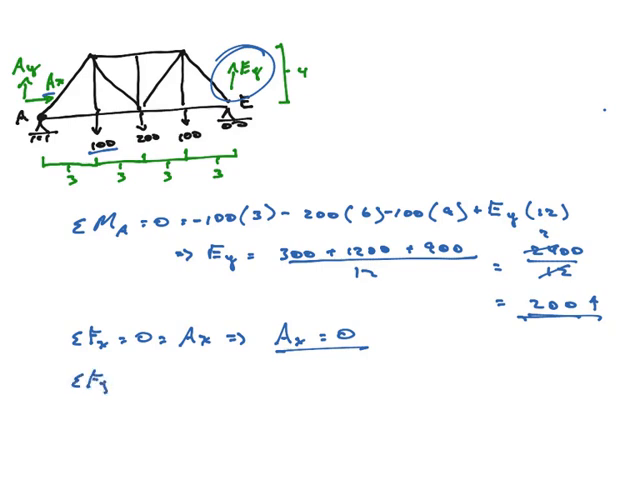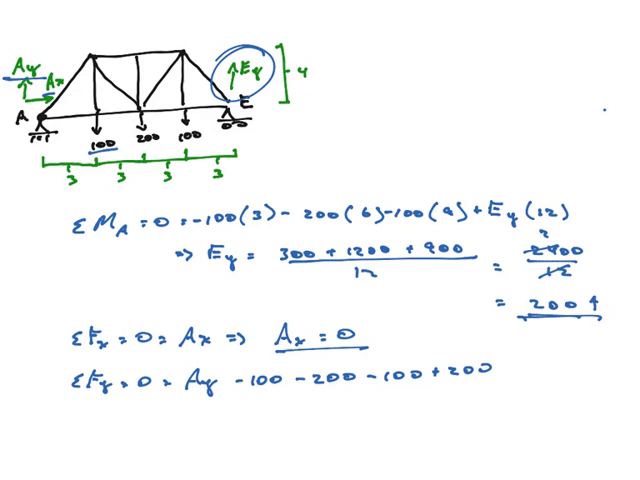Finally, the sum of the forces in the y direction better be equal to 0. All right, what are all of our y forces? Well, I've got AY upwards, so positive AY. Then I've got 100 down, so minus 100. Then I've got a 200 down, minus 200. Then I got another 100 down, minus 100. And then I've got EY up, so plus, and EY I already found was 200, so that's 200.